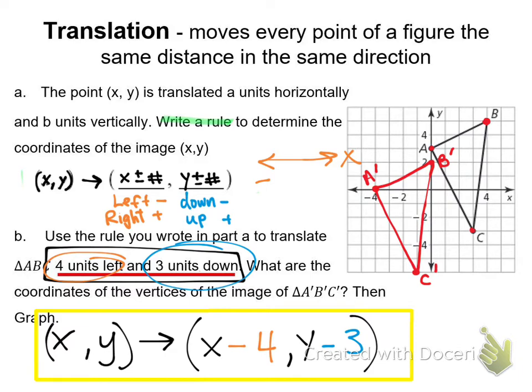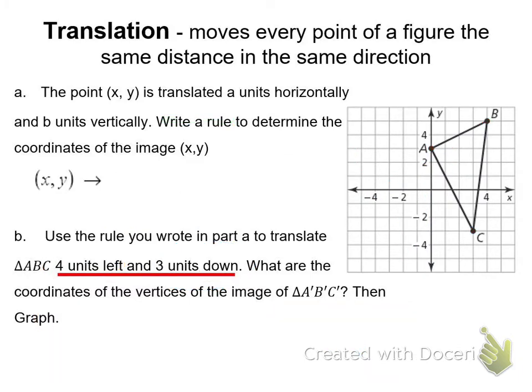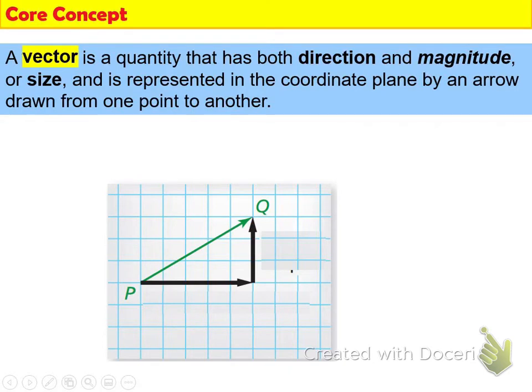Okay, move on to the next page. We're going to talk about vectors. So a vector is a quantity that has both direction and size. The textbook says magnitude, and I just thought it was too extra. So it has both direction and size, and it is represented in the coordinate plane by an arrow drawn from one point to another.